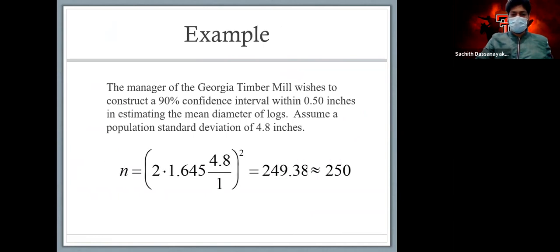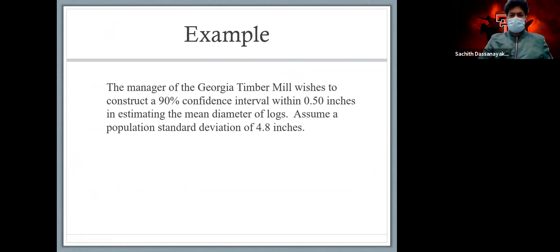Check this example. I think this is the last example that we have. Wish to construct a 90% confidence interval within 0.5. Check this word, within. Also assume the population standard deviation is given. So what is the equation?